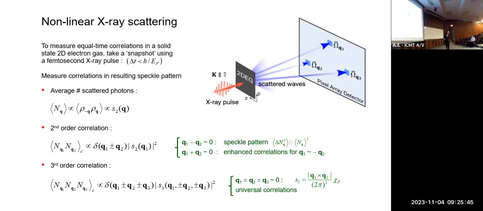In order to make this happen, I need to get to know people who know about X-rays. And so that's one of the things I've been trying to do. So this is a possible direction, maybe an interesting thing, using X-ray scattering to measure these higher order correlations.